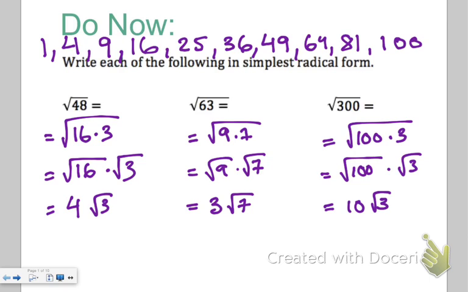Make sure that you show all your work. And don't skip this middle step over here when we break it into 2 radicals. It's going to help if you have those bigger numbers that you need to simplify even further. So let's take a look at the guided practice for today. We're going to be doing 2 word problems together.